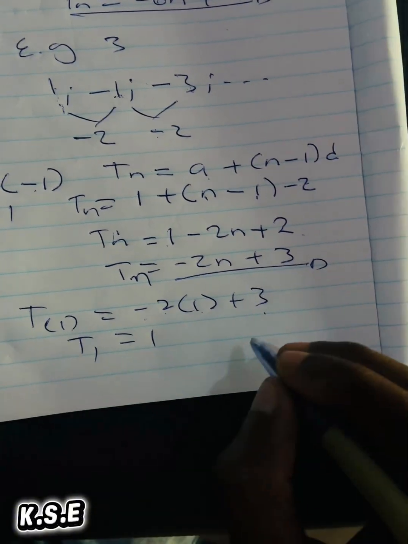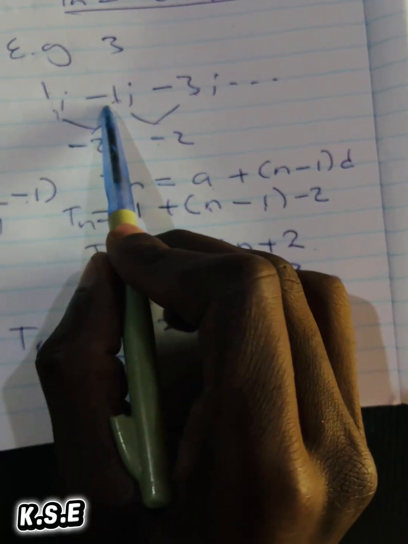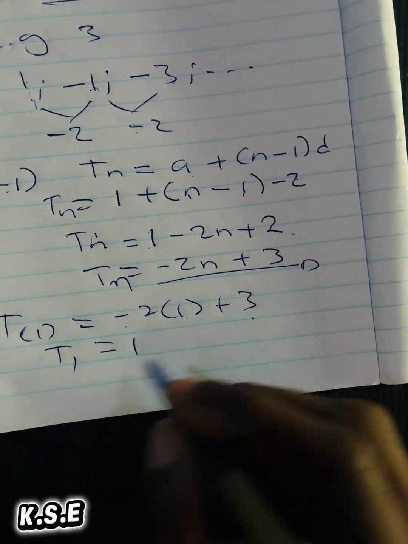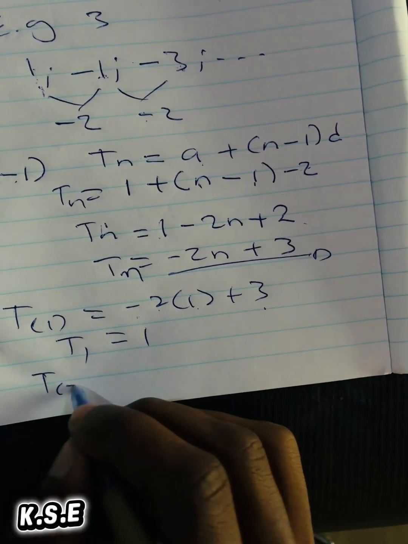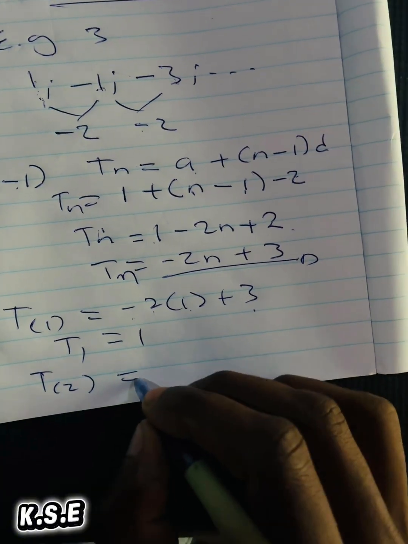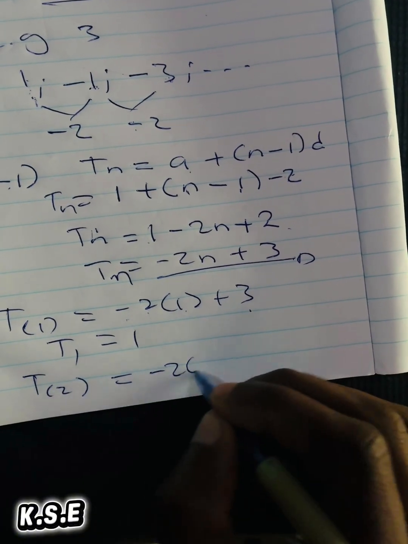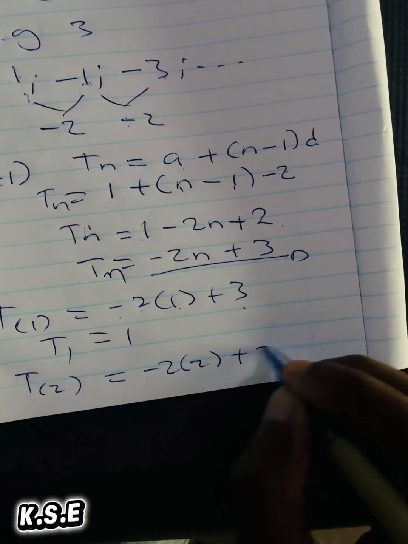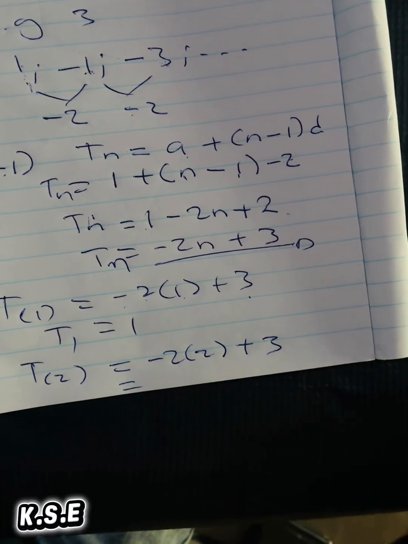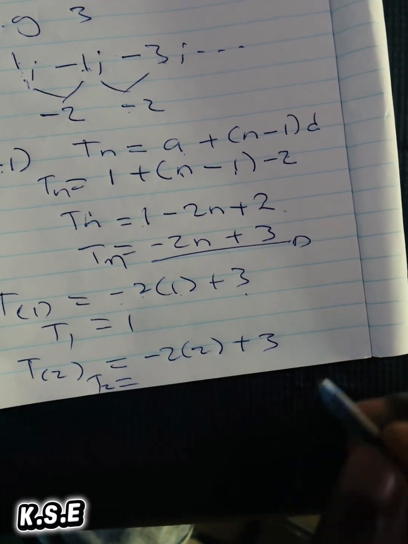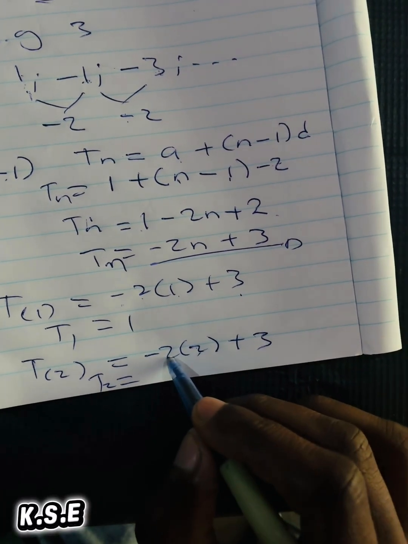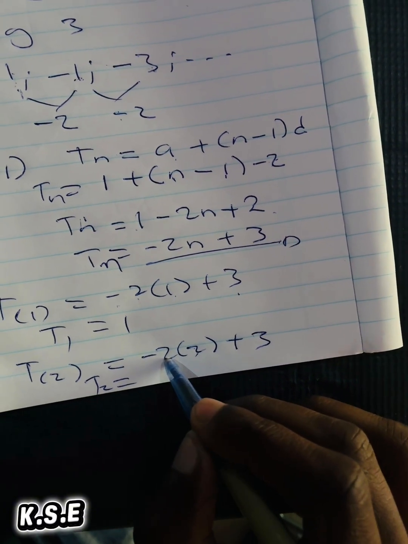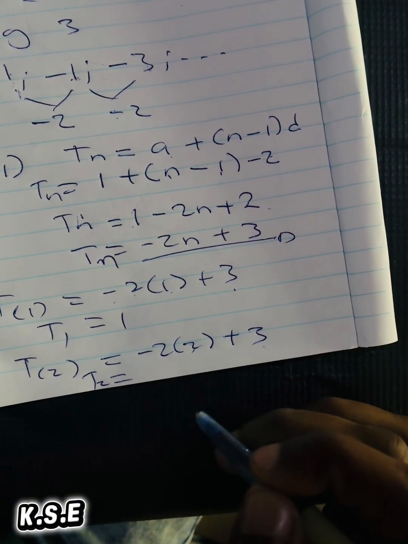Let's check term number 2. We're supposed to get -1. So term number 2 is equal to -2 times 2 plus 3. So what is it that we're going to get? This multiplied by this is going to give us -4. So 3 minus 4 is -1.